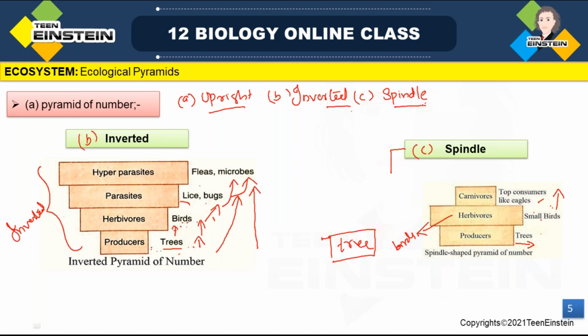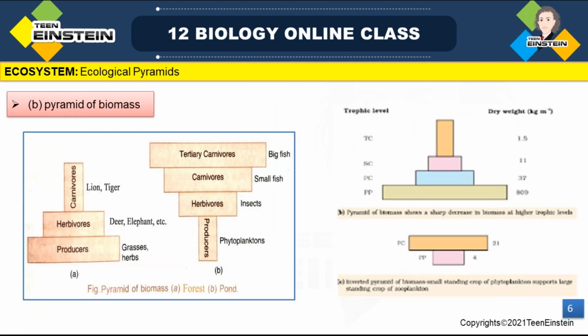Got it? Next comes pyramid of biomass. In pyramid of biomass, you can see two types: upright and inverted.